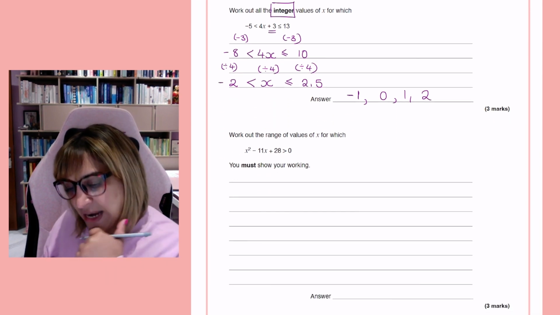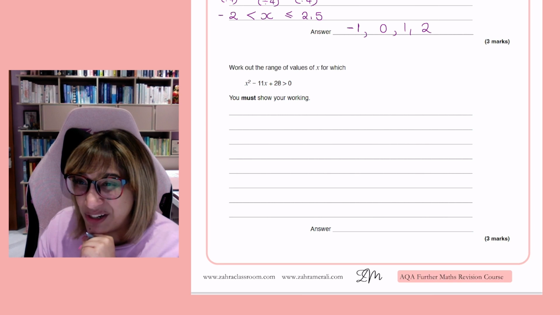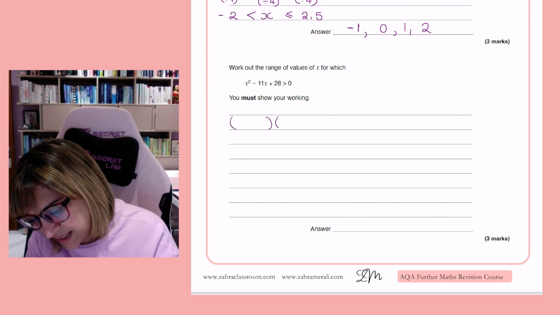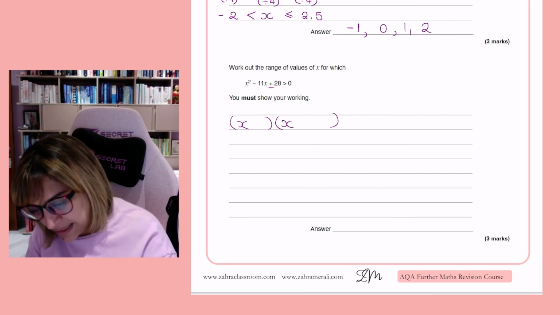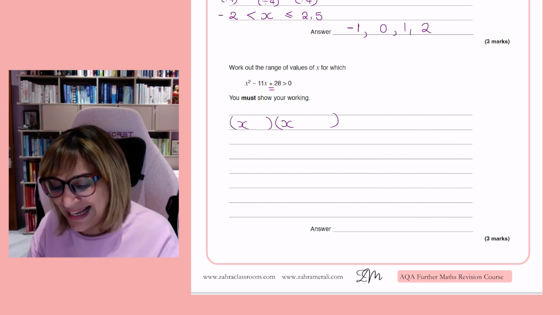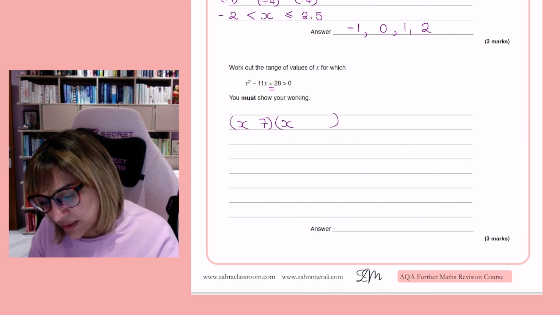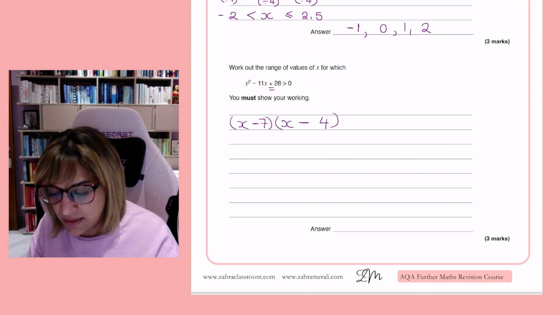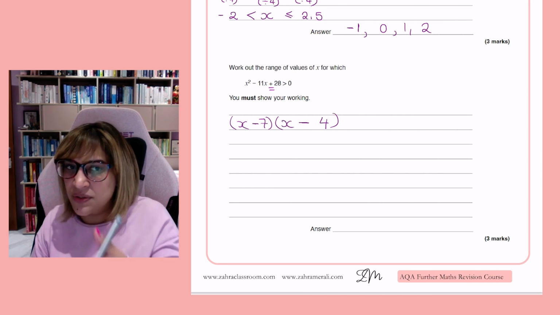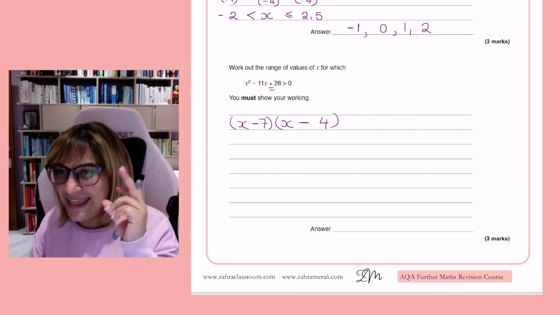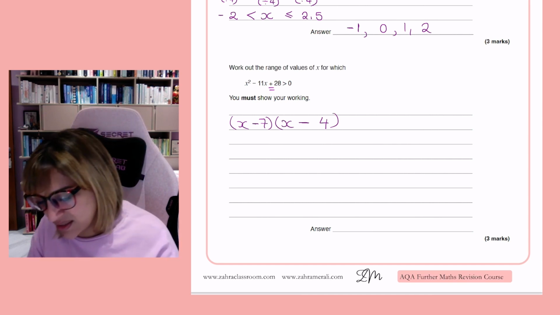Right, work out the range of values for which x squared minus 11x plus 28 is greater than 0. Step 1, factorize. So I'm going to do that. x and x. Factors of 28. There's a plus here. So factors of 28 that add together to give me minus 11. So we're going to say, well, 7 and 4, and it's going to be minus and minus. And so I've got what we call our critical values. So my critical values are 7 and 4, because if I was to solve this equal to 0, I would get 7 and 4.